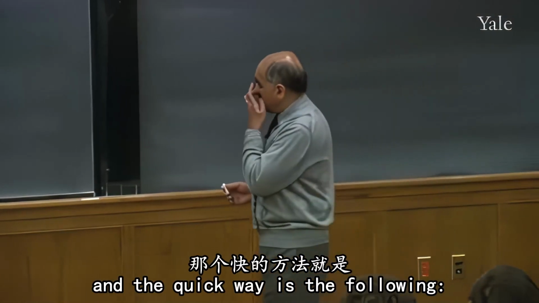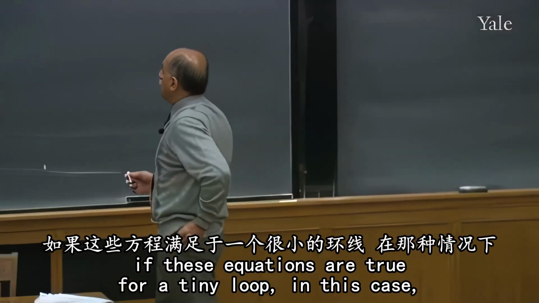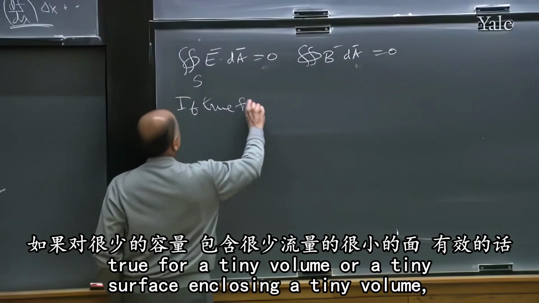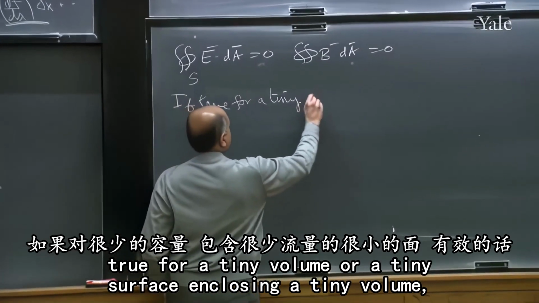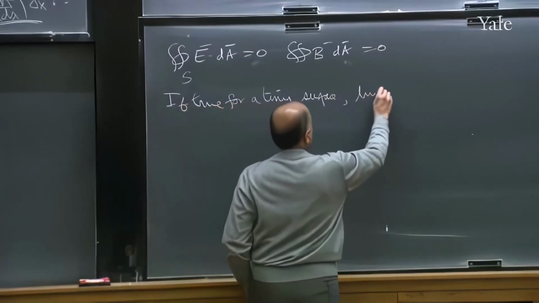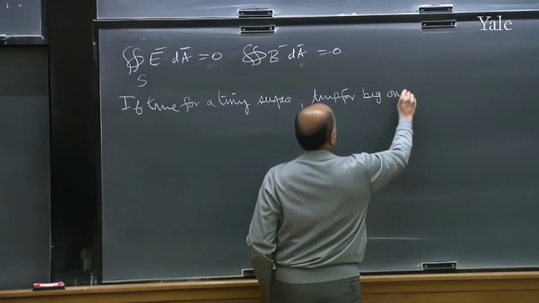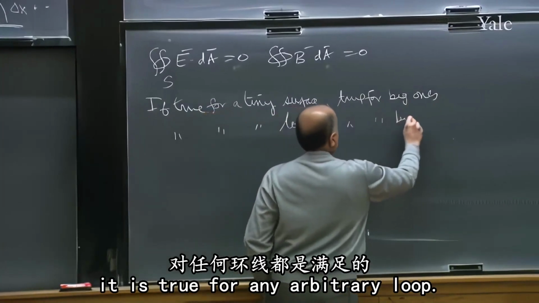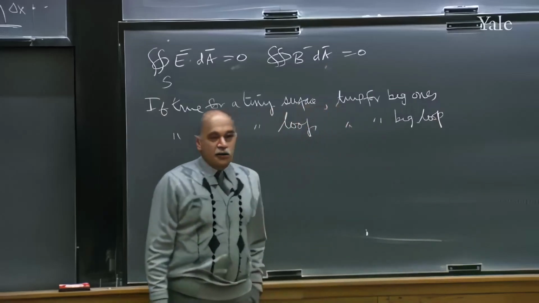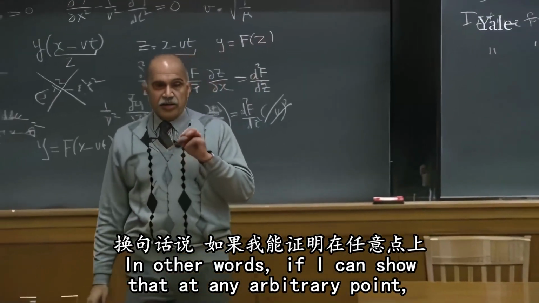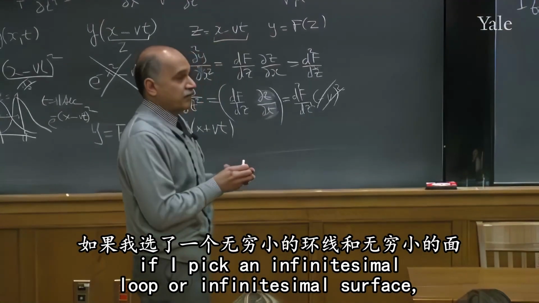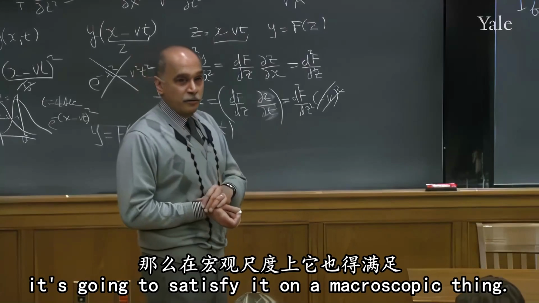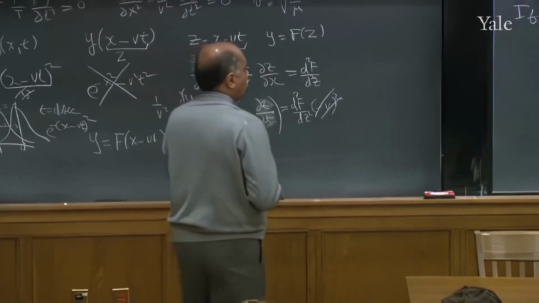And the quick way is the following. If these equations are true for a tiny volume or a tiny surface enclosing a tiny volume, then it's true for big ones. And likewise, if true for a tiny loop, it is true for any arbitrary loop. In other words, if I can show that at any arbitrary point, if I pick an infinitesimal loop or an infinitesimal surface, and these satisfy those equations on an infinitesimal thing, it's going to satisfy it on a macroscopic thing. That's what we want to understand. How does that come about?